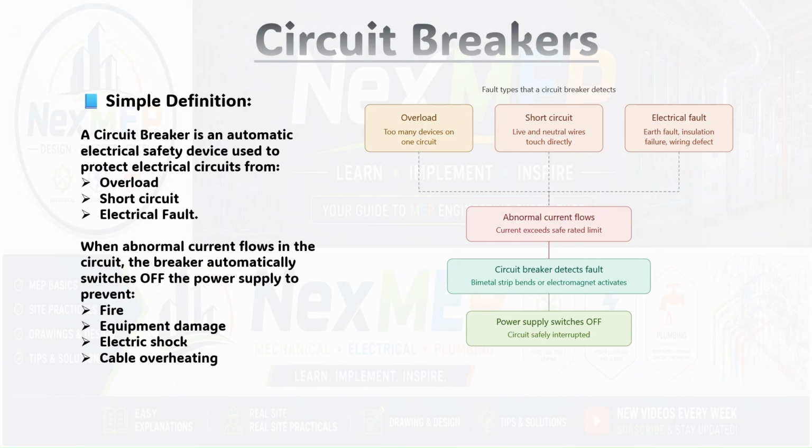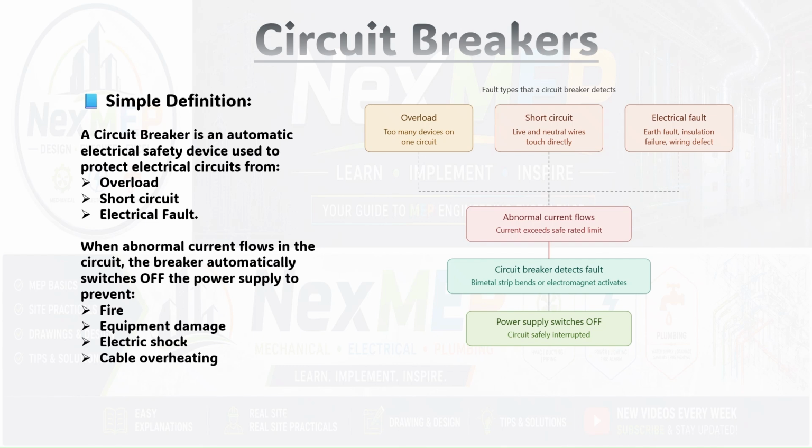Now let's talk about the circuit breaker. A circuit breaker is an automatic electrical switch that protects a circuit from damage caused by excess current. When a fault is detected, it trips open to stop the flow of electricity, and unlike a fuse, it can be reset and reused. There are three types based on how they detect faults: overload, short circuit, and electrical fault, an abnormal condition in an electrical circuit where current flows through an unplanned path.